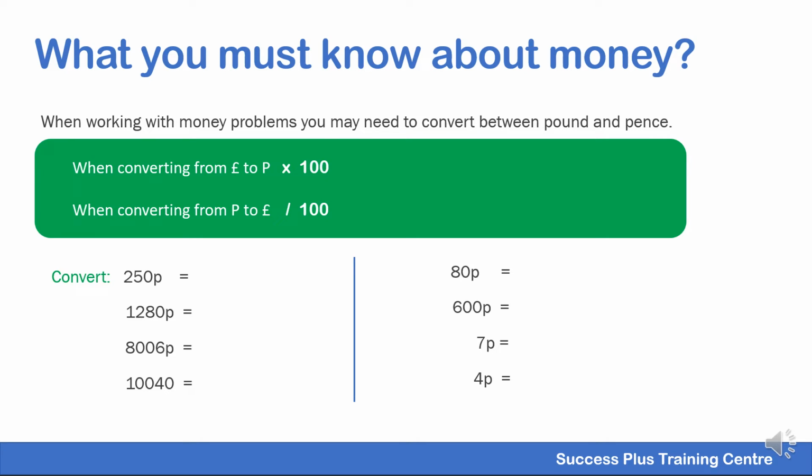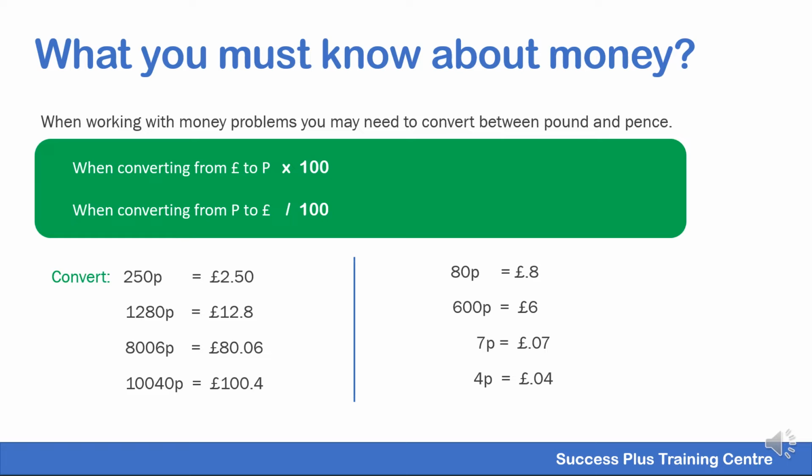Pause the video and have a go. Applying the second rule that says when converting from pence to pound, we divide by 100. This means 250p equals £2.50. 1280p equals £12.8, which is also £12.80. 8006p equals £80.06. 10,040p equals £100.4 or £100.40.